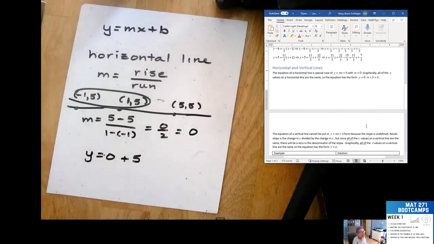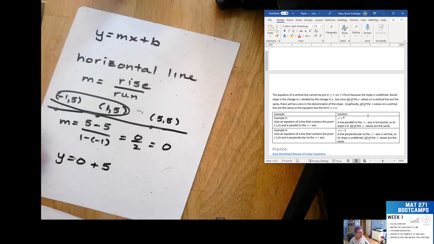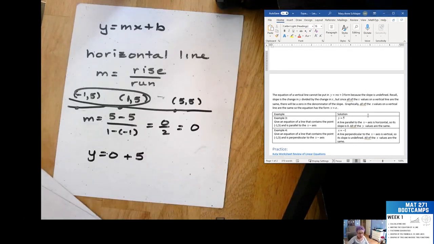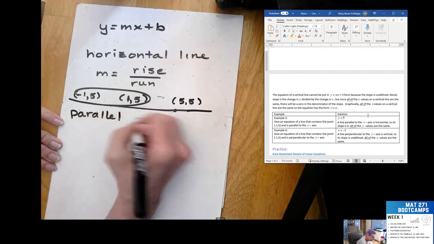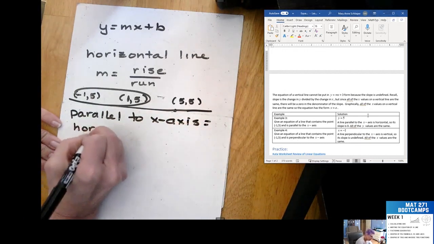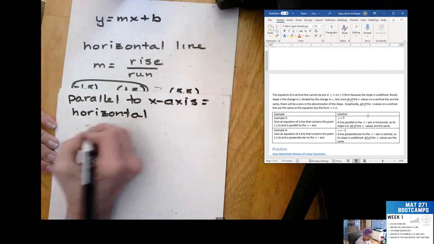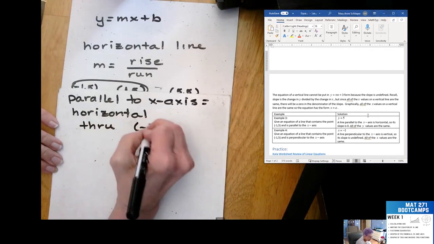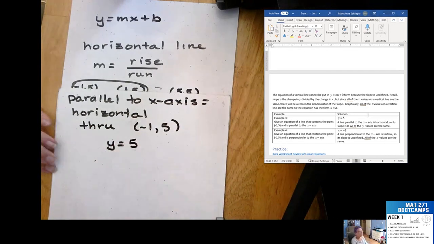So if we needed the equation of a line that contains the point -1, 5, well, I just gave it to you. That is parallel to the x-axis, because parallel to the x-axis is just another way of saying horizontal. And it goes through -1, 5. You just look at the y coordinate, y equals 5.